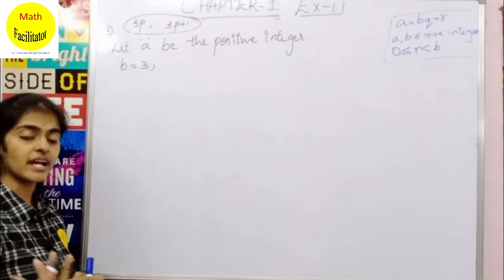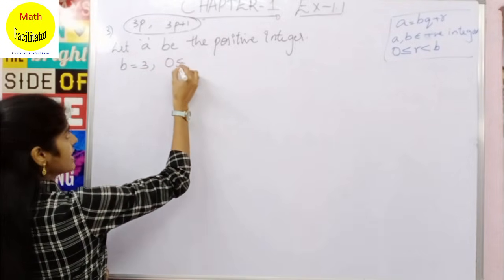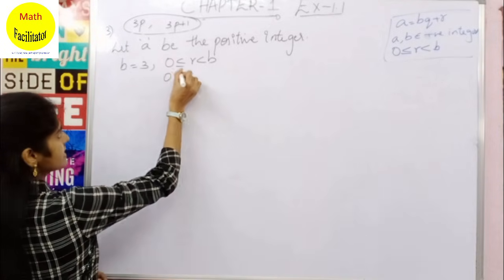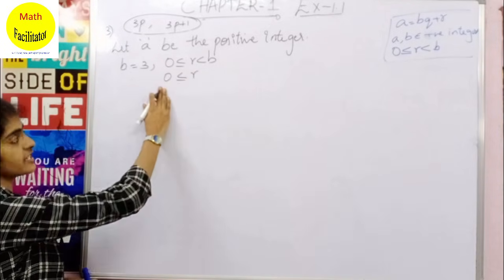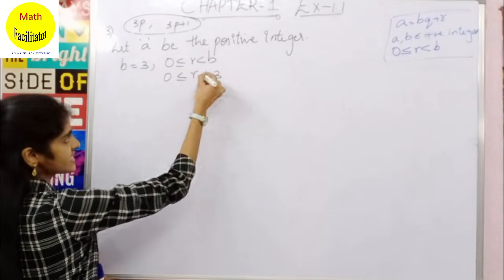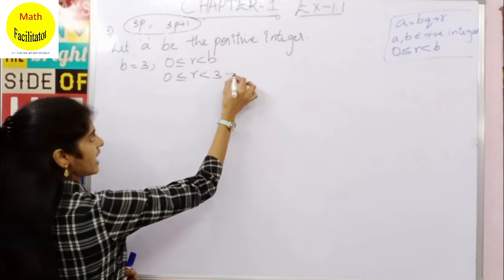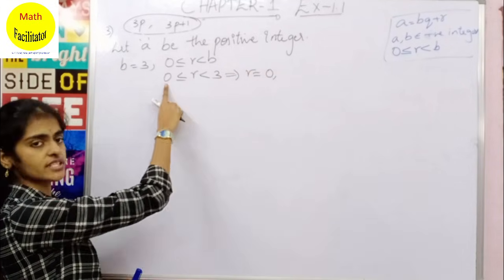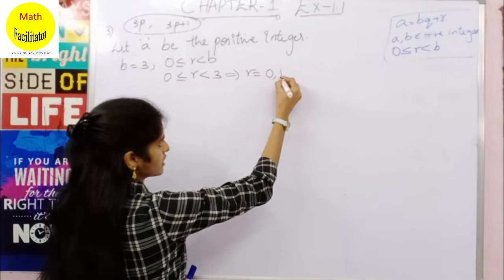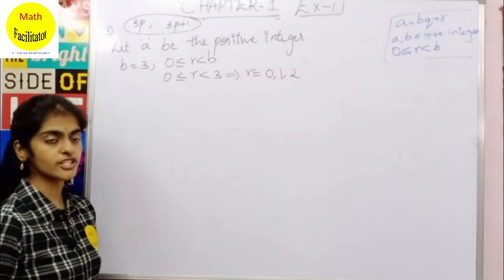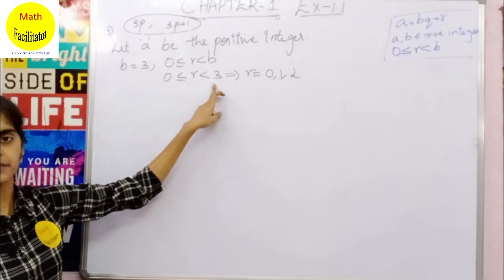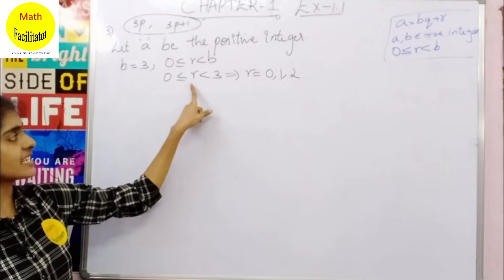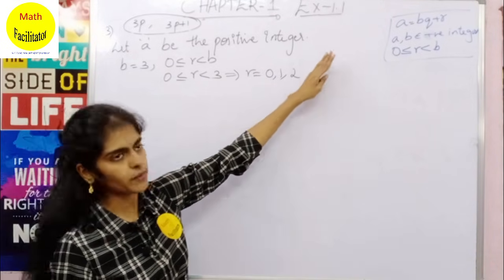Now what is r? The remainder. Remainder is always between 0 and b. So r is either equal to 0 or greater than 0. b is 3, so r can be 0, it can be 1, it can be 2. You will stop at 2. Why? Because b is 3. r should be less than b, that means less than 3. Less than 3 means you will stop at 2.